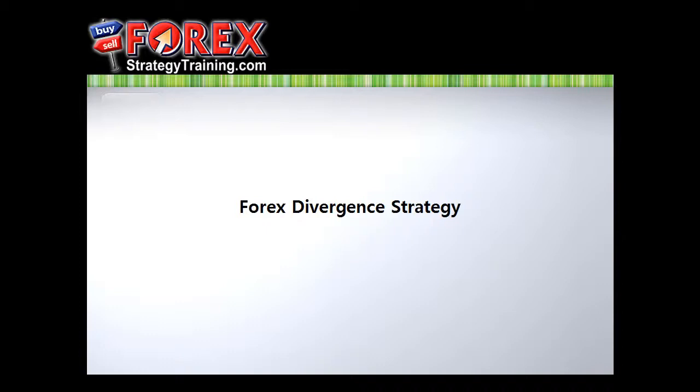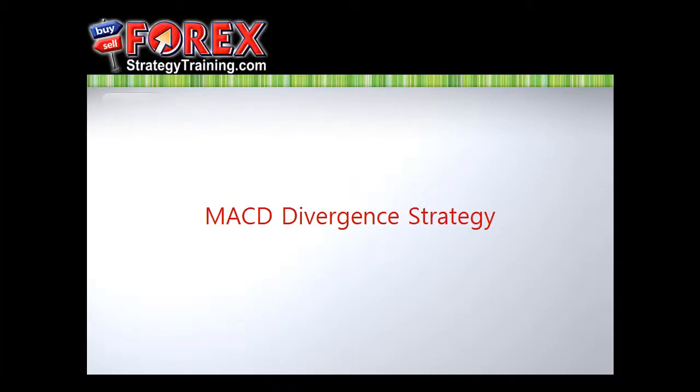So let's go through what exactly this divergence strategy is. Basically, it makes use of two indicators. It is actually making use of the MACD divergence as well as the stochastic divergence. Both of them are separate strategies, so let me go through them one by one. First of all, let me go through this MACD divergence strategy.